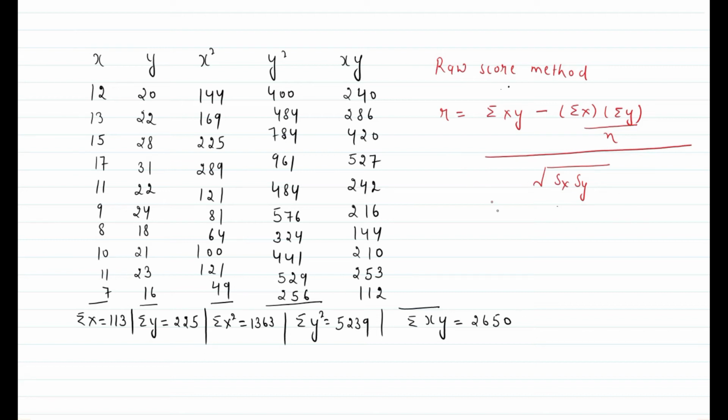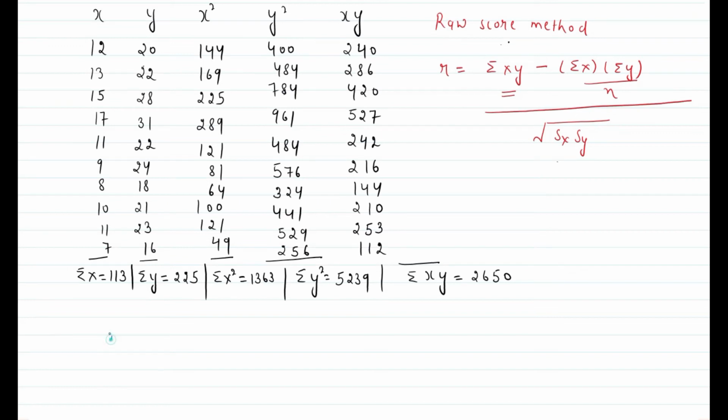Now if we put in the values, we have the summation of xy, summation of x and summation of y. What we have not found yet is the standard deviation of x and the standard deviation of y. So let's find them. The formula of Sx, that is standard deviation of x, is summation of x square minus summation of x whole square divided by n, that is the number of terms.